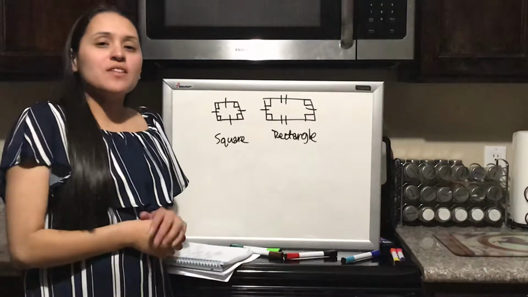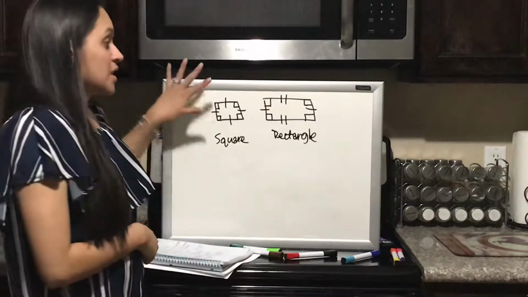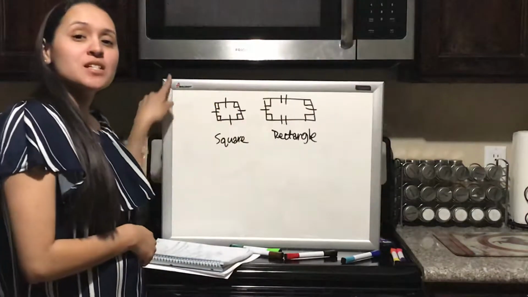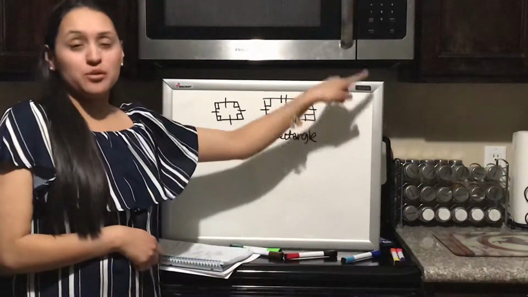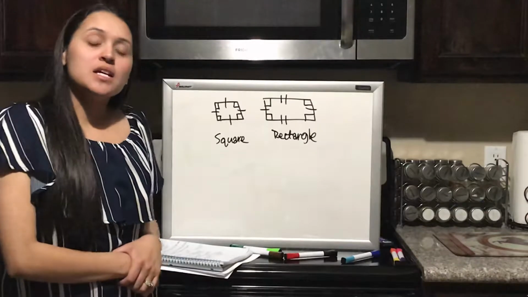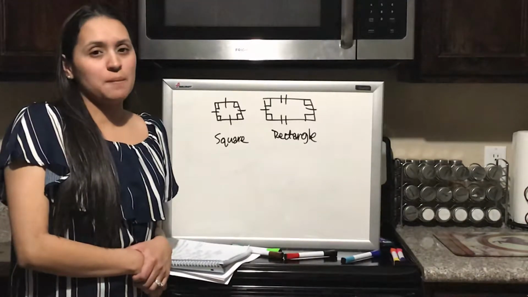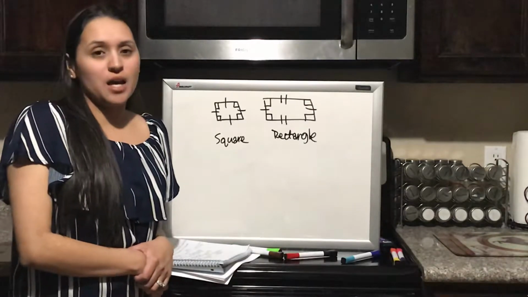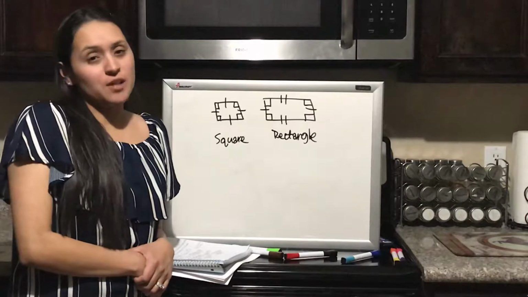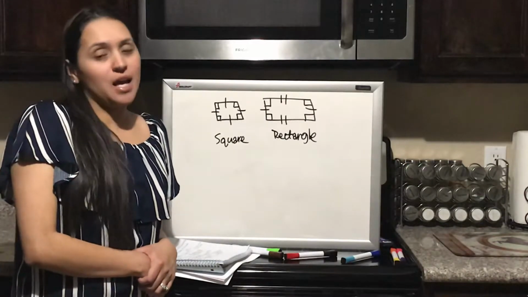Today, we'll be finding the area and perimeter of squares and rectangles. Area is the size of a surface, and perimeter is the distance surrounding a two-dimensional figure. Now to review, a square is a plane figure with 4 equal sides and 4 right angles. A rectangle is a plane figure with 4 straight sides and 4 right angles.